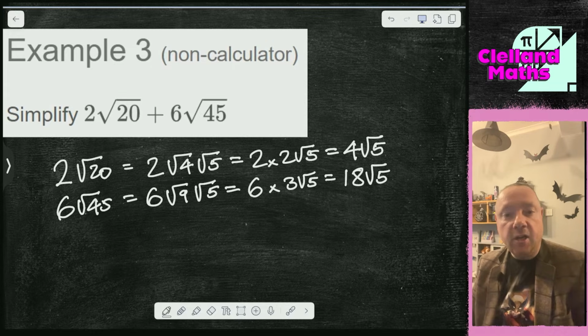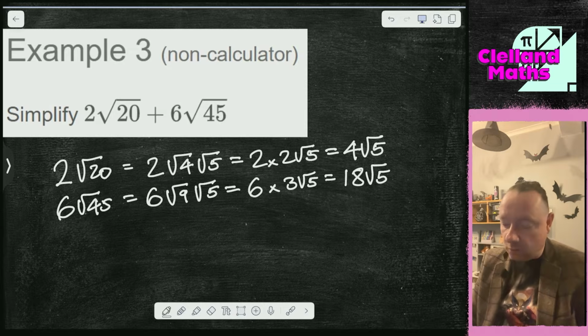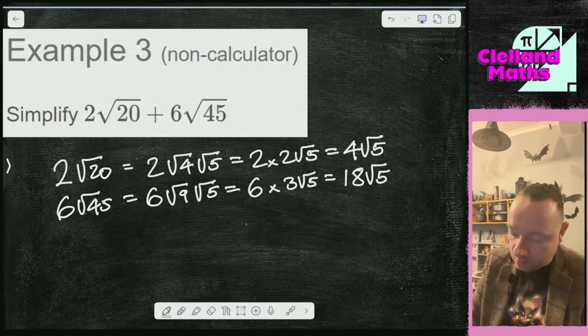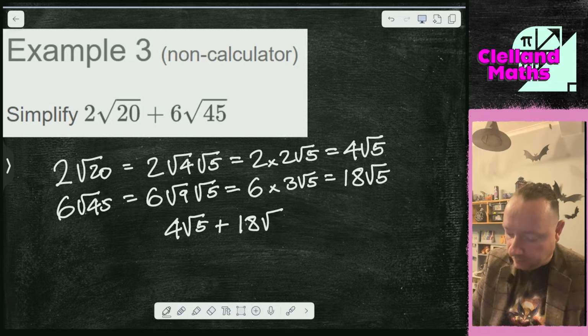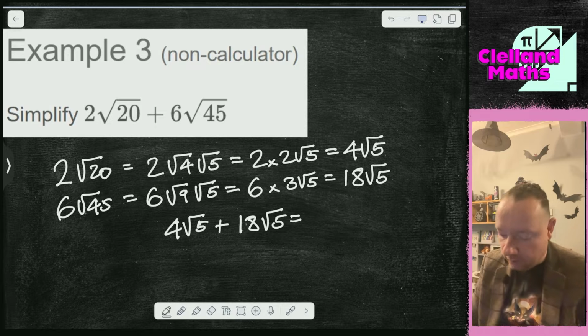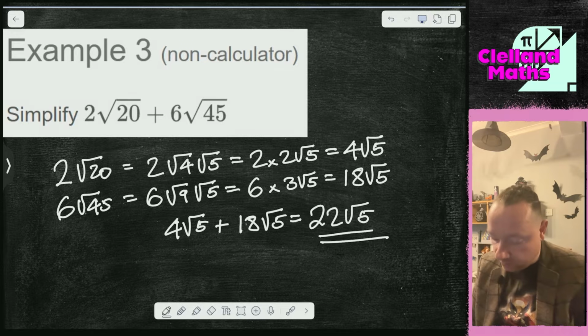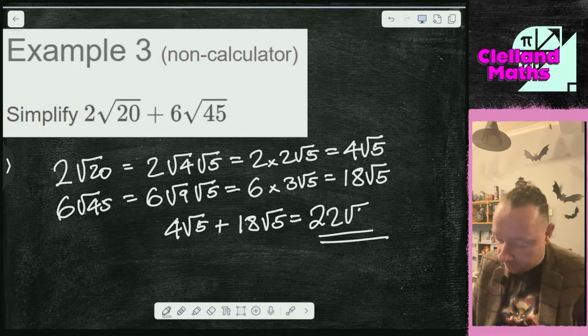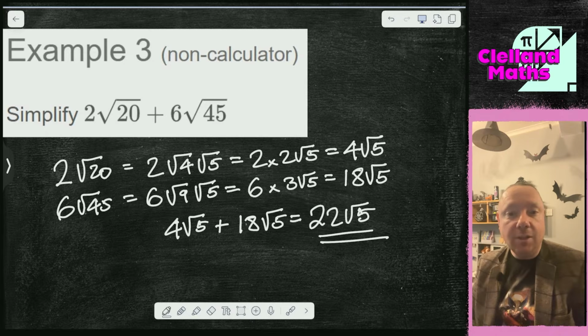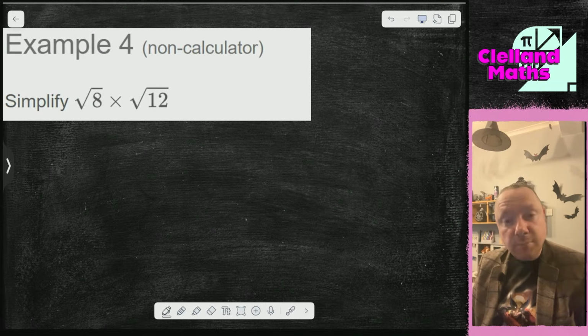Hopefully if you did this right, at least a few of them in a question will be the same, so I can now add them. So I've got 4 root 5s plus 18 root 5s. Well, 4 and 18 is 22, so I've got 22 root 5s. I'm allowed to add surds as long as the surd is exactly the same, in this case root 5. And we're done there.